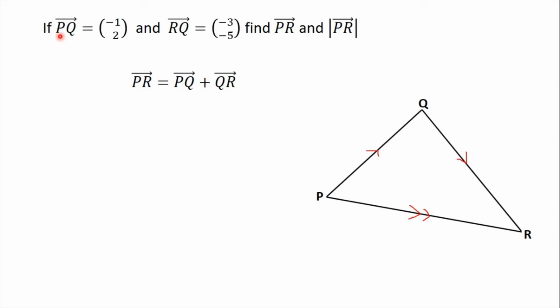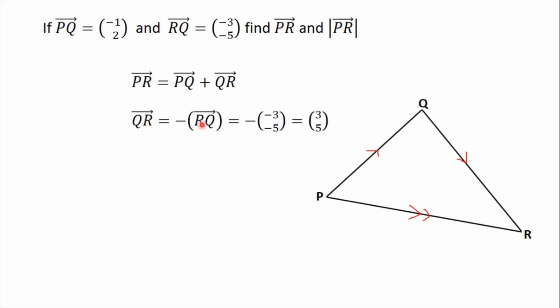The question gave us the vector PQ to be -1, 2. But we are looking for vector QR, and what the question gave us is vector RQ. We are interested in vector QR. We know that QR is the negative vector of RQ. We learned that in the previous video on negative vectors. Vector QR is equal to the negative of vector RQ, or the inverse of vector RQ.